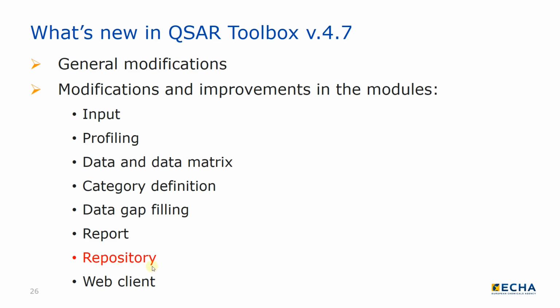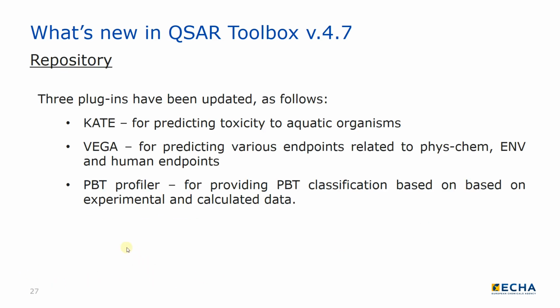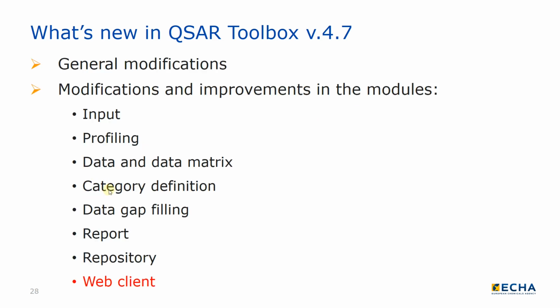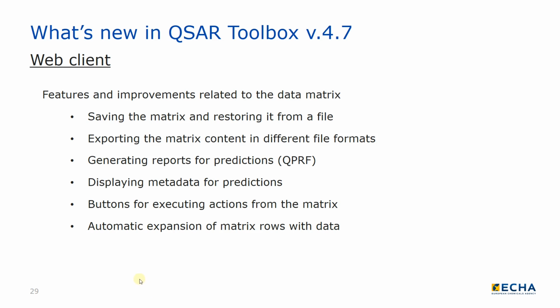Regarding the repository, 3 plugins have been updated: Kate, Vega, and the PBT profiler of ECHA. The improvements in the web client are described on the next 3 slides. The first list of modifications relates to new features and improvements in the data matrix, such as saving and restoring the matrix, exporting results from the matrix, generating reports, displaying metadata, and others.